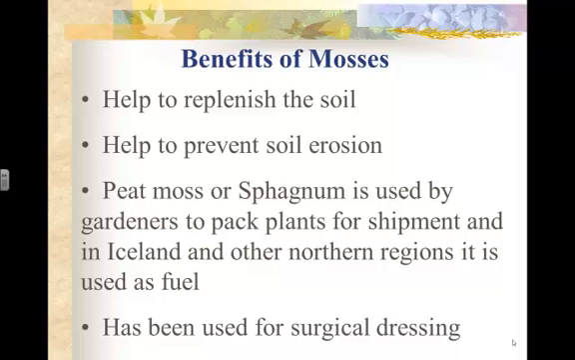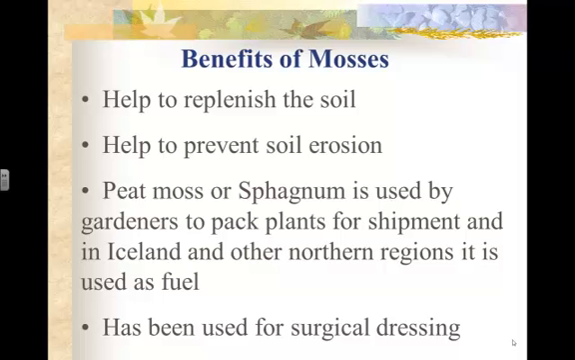Now there's some benefits to moss, and these you do need to know. One thing is they help to replenish soil. Where does soil come from? Soil comes from rock that is depleted and ground up. And the rhizoids will do that to rock. They also help to prevent soil erosion. Any plant would do that because its roots or its rhizoids anchoring that soil would help to prevent erosion.